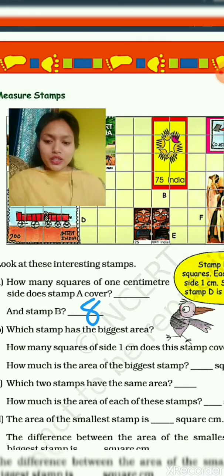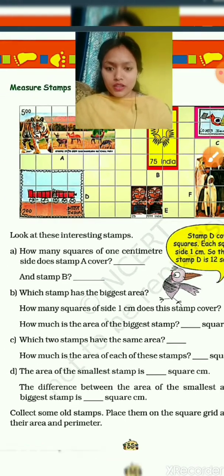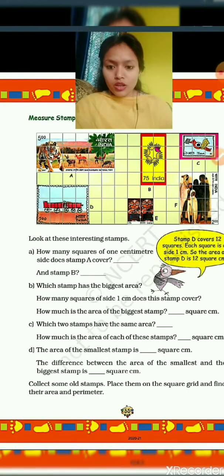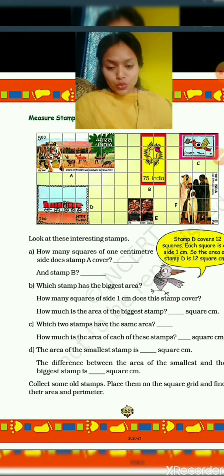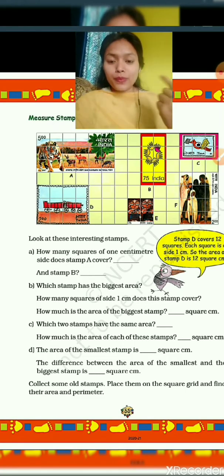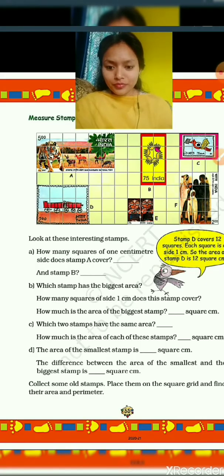Now the third question is, which stamp has the biggest area? Now let's see the stamps once again. Can you see all these stamps? Which stamp has the largest area? Just see which stamp has the largest area. So yes, it is stamp A, because it has 18 squares in it. So you will write stamp A here.